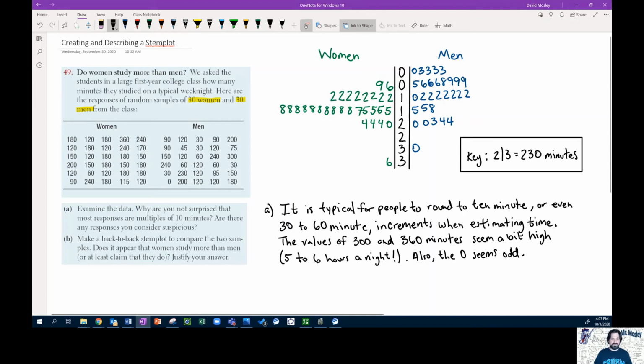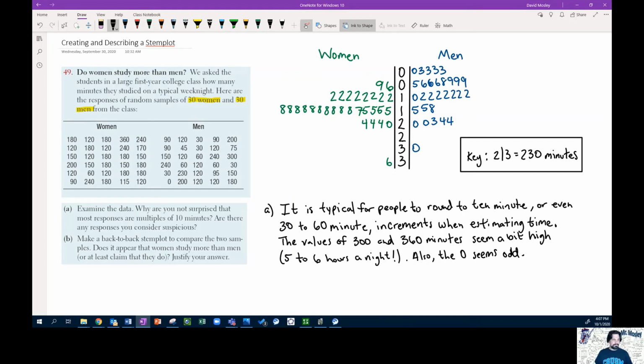And so on. Then 1, 0 is 10 times 10, 100 minutes. Right? 120 minutes a bunch of times, 150, 150, 180, 200, and so on. So that's how we can read this. Put the numbers together, stem and leaf, and then multiply by 10.